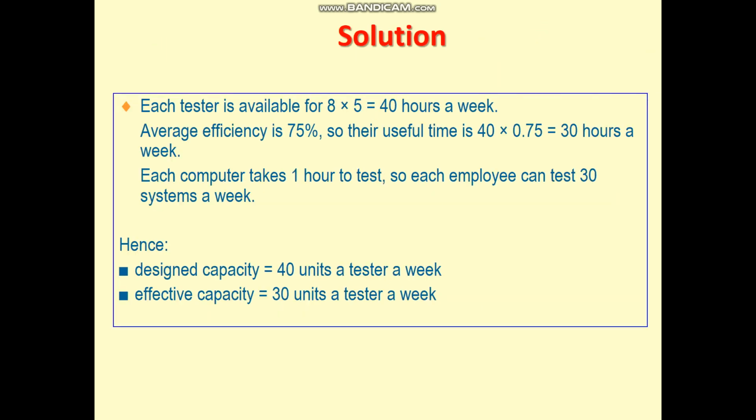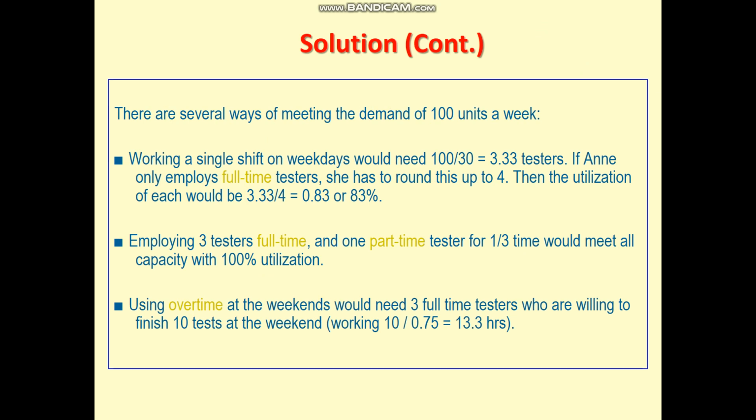Here we just round it up to 4, because we cannot hire 3.33 people, right? So we need to hire 4 full-time testers. But if we only need the actual one, we only need 3.33 testers, and if we employ 4 testers, we will have extra capacity, right? So the utilization is only 3.33 divided by 4, so it's only around 83% if we hire 4 testers.